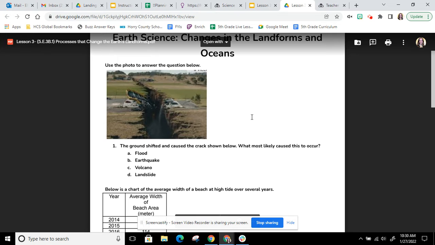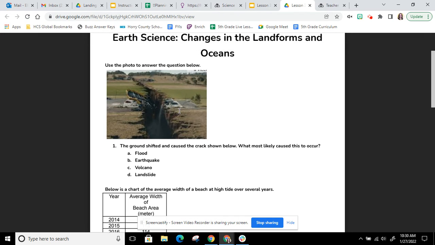It says use the photo to answer the question below. So you've got this picture. The ground shifted and caused the crack shown. What most likely caused this to occur? You've got 4 answer choices.